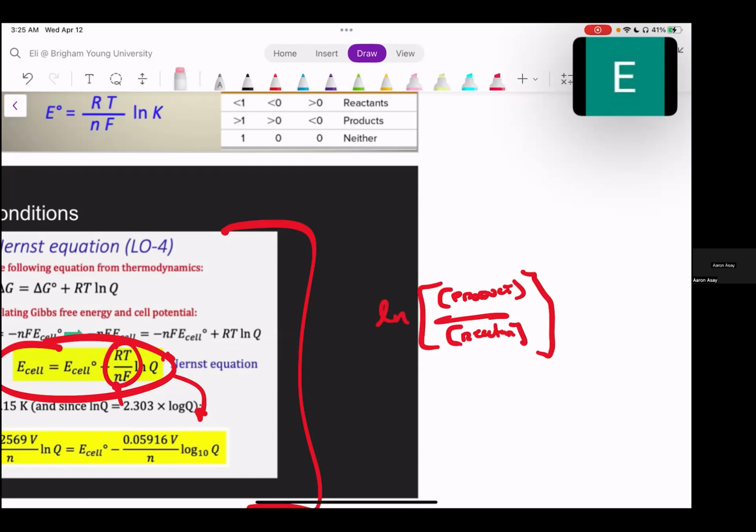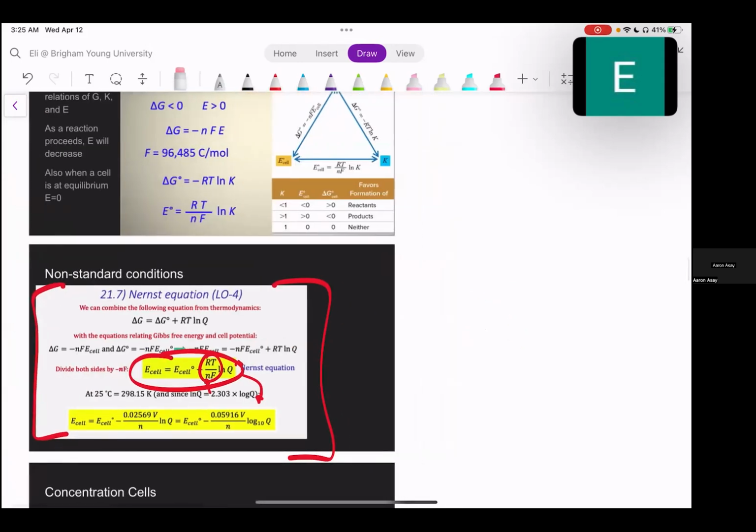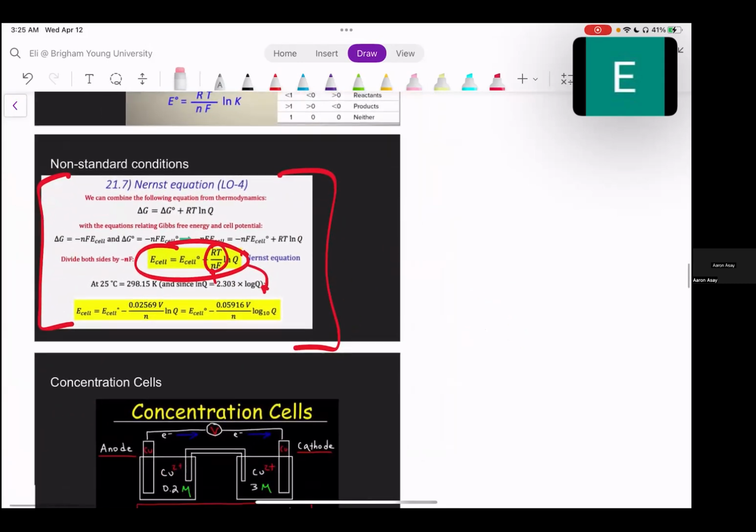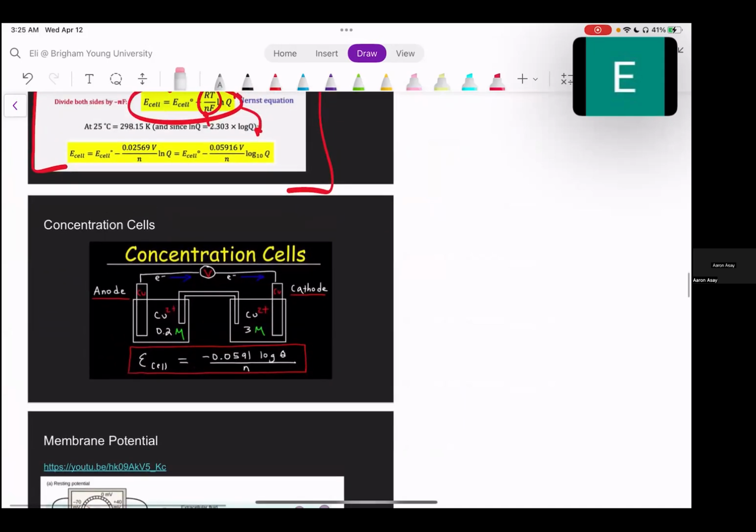You're not going to include solids and liquids. You're going to include gases and aqueous. Something that's tricky is this can also be partial pressures, so just be aware of that. Due to the gas laws, we're able to use partial pressures for our products and our reactants. So remember, this is non-standard conditions. You can also use this for concentration cells, right?